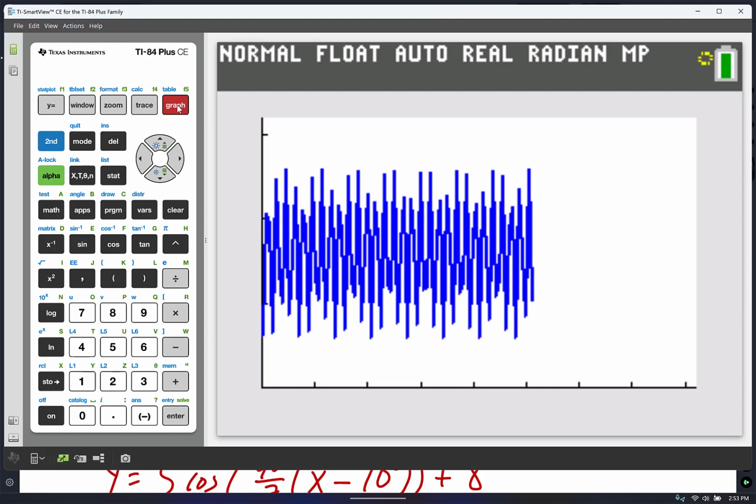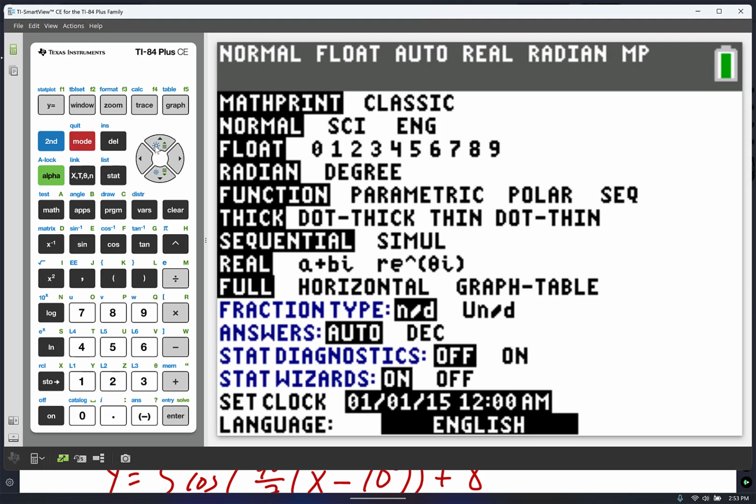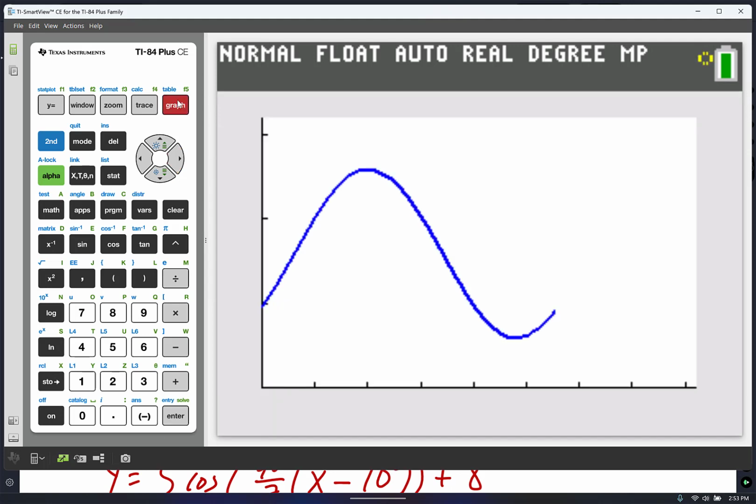Oh, do you see my mistake? Yeah, good thing I did it again. I have it on radian mode. Is this a radian or is this a degree? Yeah, there is a degree. So go to mode and where are you? Degree. Okay, now I'll do it correctly. And there it is. Are we okay so far?